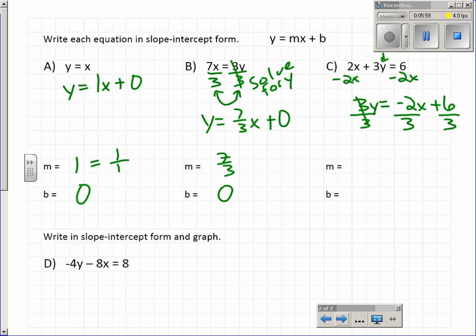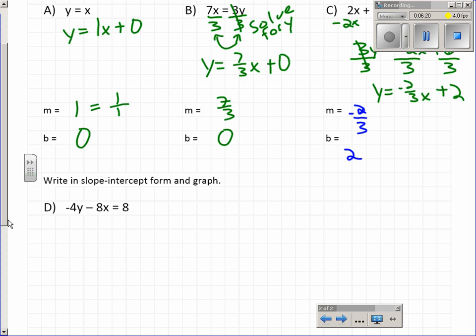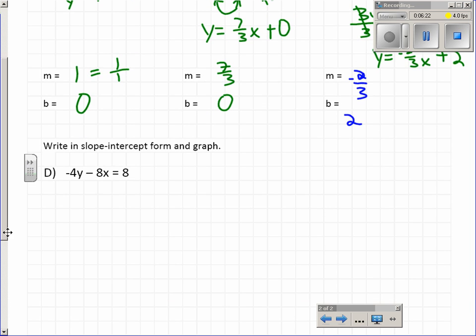We can keep this as a fraction, minus 2/3 x, and then this can actually be divided, plus 2. So that means our m is minus 2/3, and our b is 2. And then we could graph it from there. Remember, you graph b first, and then you use the slope to graph another point. And now we're going to bring it all together. So we're actually going to make this be in y-intercept form, and then we're going to graph.